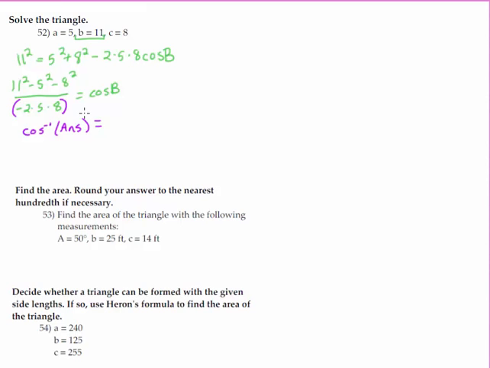So let me do that real quick. 11 squared minus 5 squared minus 8 squared, enter, divided by, open parentheses, -2 times 5 times 8, close parentheses. I get -0.4, but I need to do second cosine, second answer, and that gives me 113.578. And that's angle B.